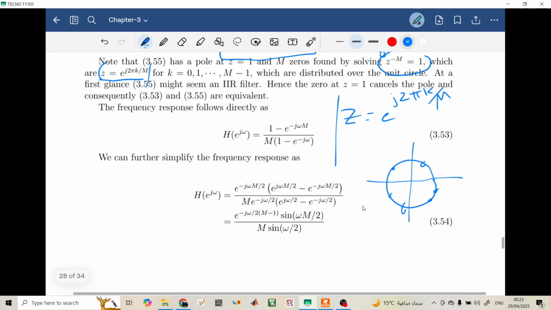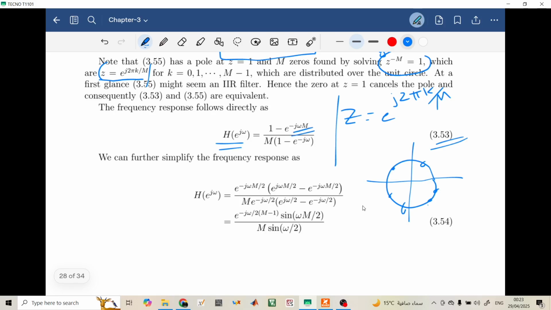Okay, great. Now let's move from the transfer function to the frequency response. We substitute z by the complex exponential. We get equation 3.53, right? We do the usual tricks. We take as a common factor exponential minus j omega m by 2. This time we get a sine, because we have a minus sign here. Sorry, so we have a minus sign here, right? We do the same thing in the denominator. So we get this term, right?